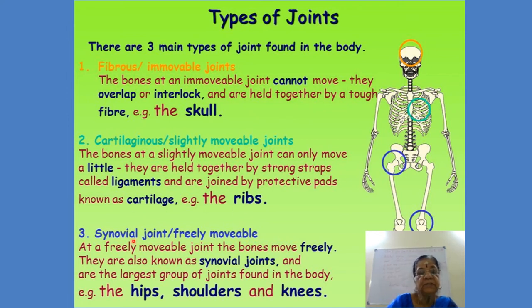Okay? Next, the freely movable joint is called the synovial joint. At a freely movable joint, the bones move freely. They are also known as synovial joints and are the largest group of joints found in the body. Example: hips, shoulder and knees. I hope you could follow this. This is not in our book, but you should study it.